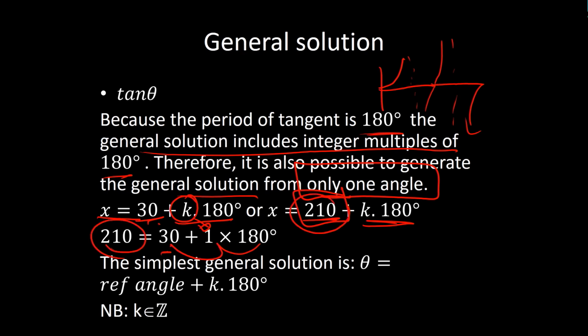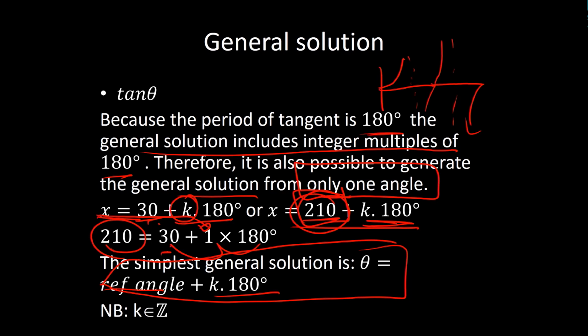So this one is taken care of. You don't need to have two separate solutions for your general solution for tan. So the simplest general solution is theta is equal to your reference angle, whatever it might be, plus k times 180 degrees, still k an element of integers. So for tan, you really just need that one general solution.